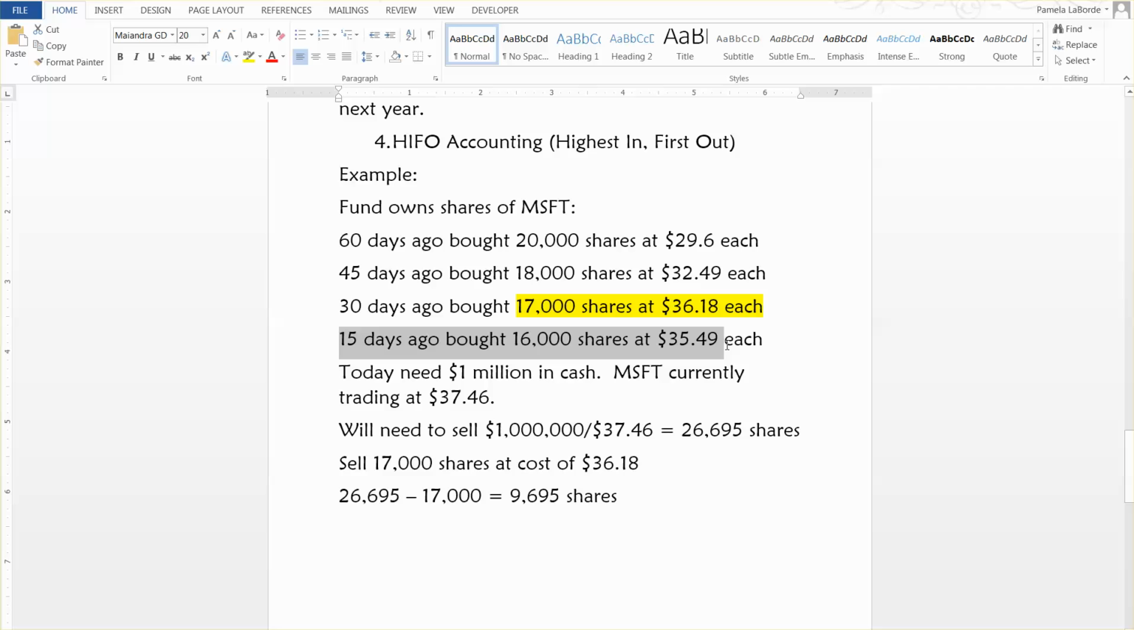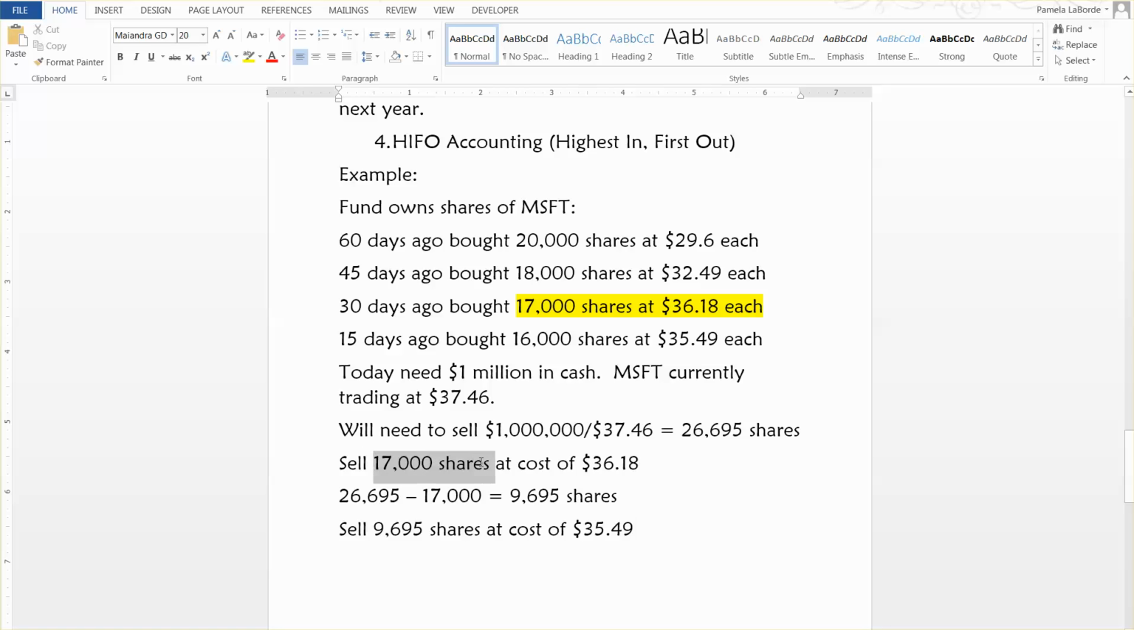So I go to the next most expensive, which were the ones that I bought 15 days ago for 35.49. So I will sell 9,695 of the 16,000 that I own. So I will sell 9,695 shares at a cost of 35.49.